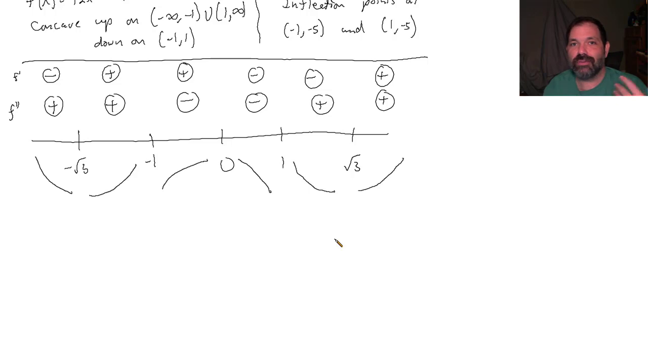Now we just have to fill in the details. What are the relative extrema? What are the inflection points? Where are the zeros of the curve? All that sort of stuff. And so now we can bring that all together and actually draw the curve.